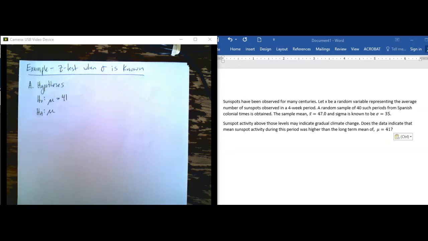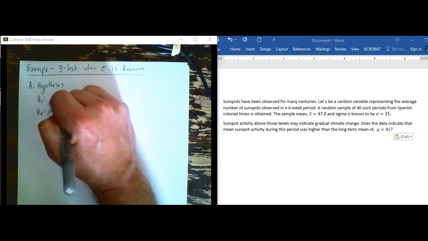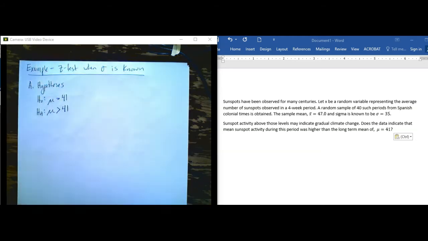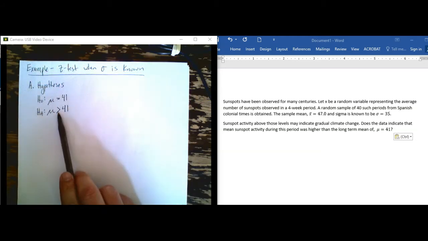The alternative hypothesis is going to test some claim. Is it bigger than 41, less than 41, or just not equal to 41? In this case, the problem indicates that we want to test to see if the data indicate that the mean sunspot activity during this period was higher than the long-term mean. So we want to test greater than 41. So again, you need to generate this symbol based off of the context of your problem, okay?